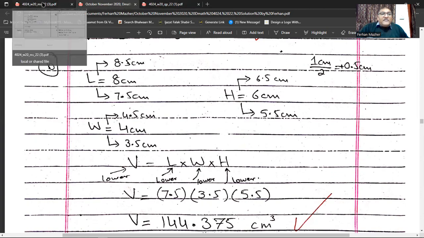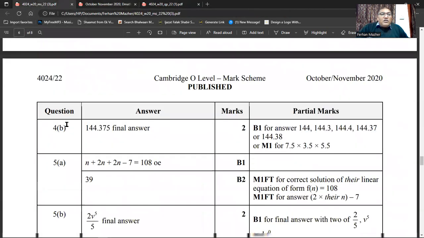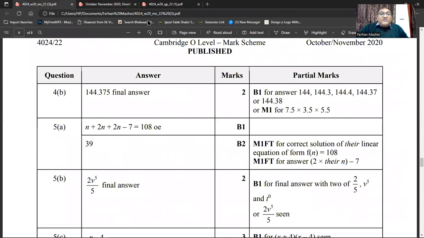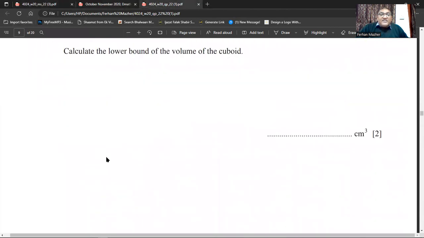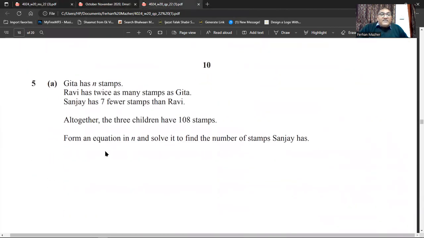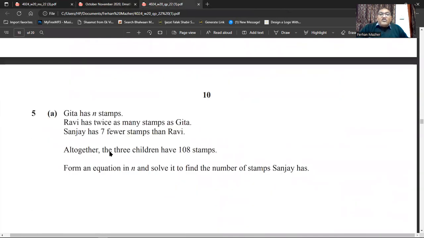144.375 centimeter cube. 144.375 is the final answer. That is our answer also. So our answer is right. So we are done with question number 4.